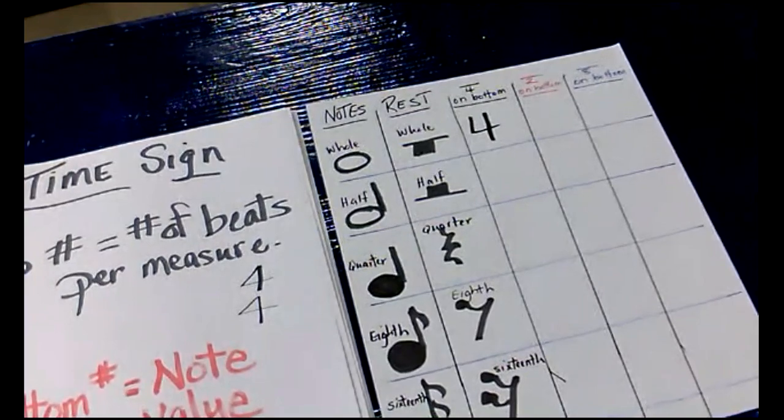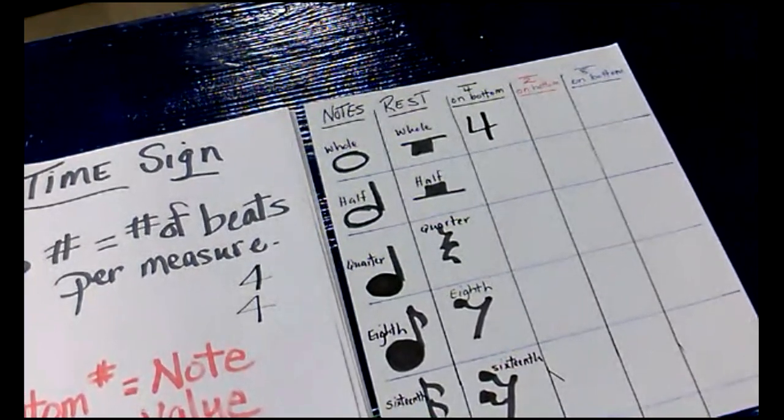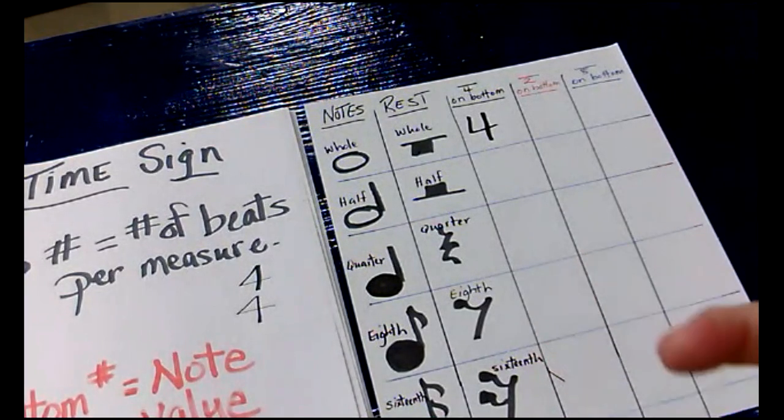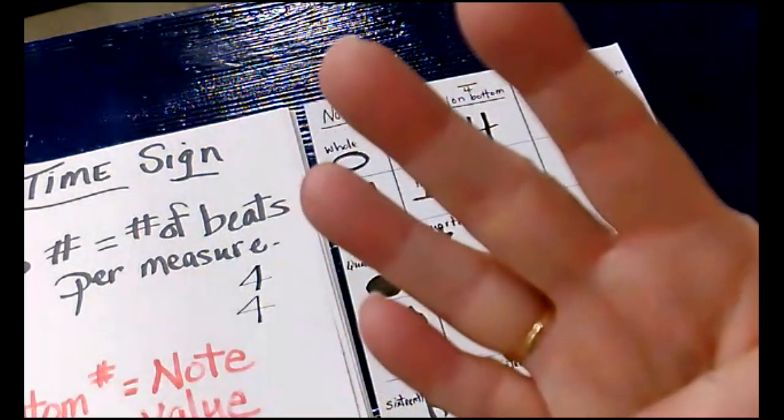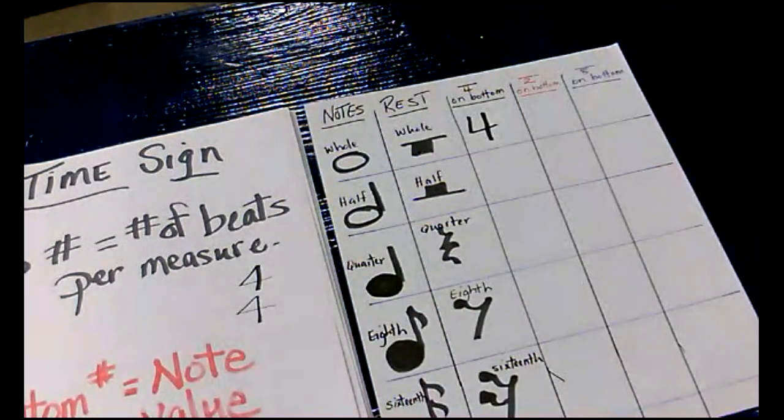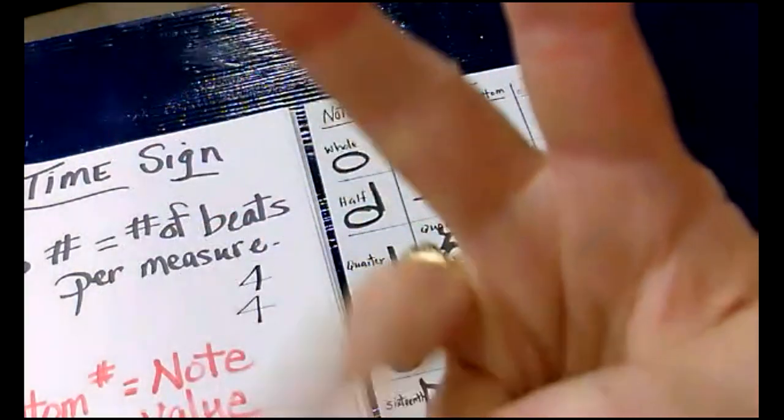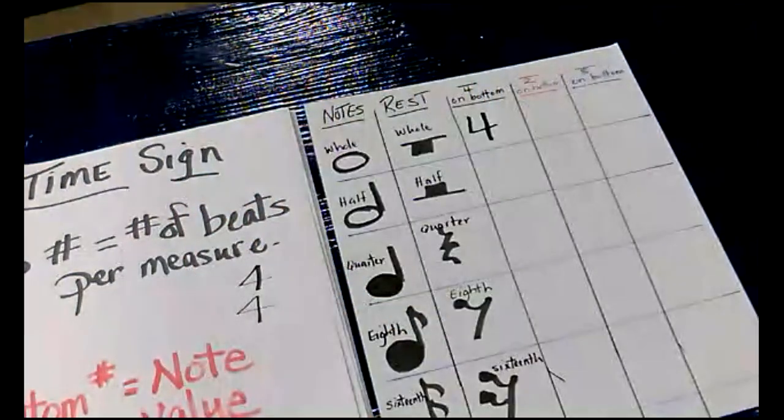Now, when I say 4 counts, that doesn't mean we go ta, ta, ta, ta. We hold that whole note for 4 counts. Ta. Then we rest for 4 counts, if we have a rest there.